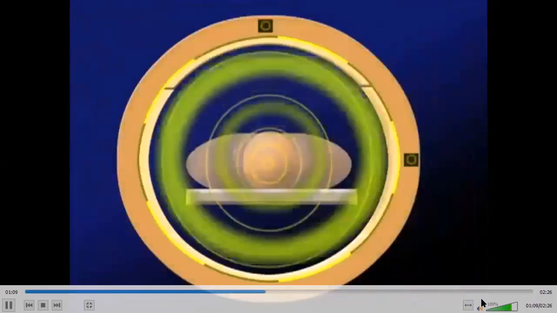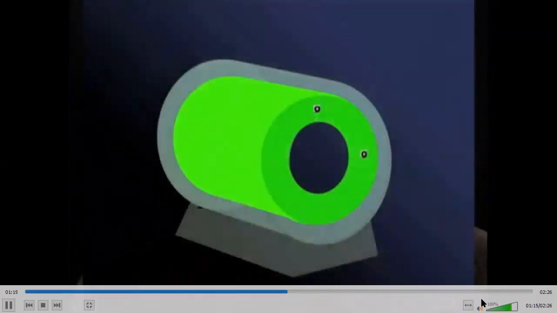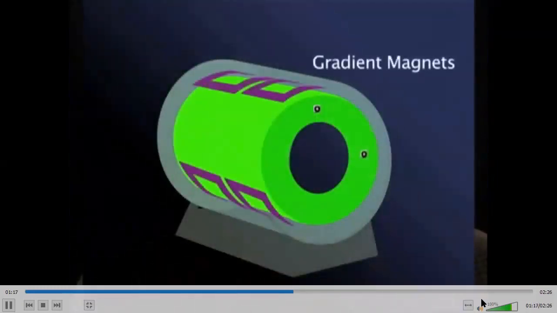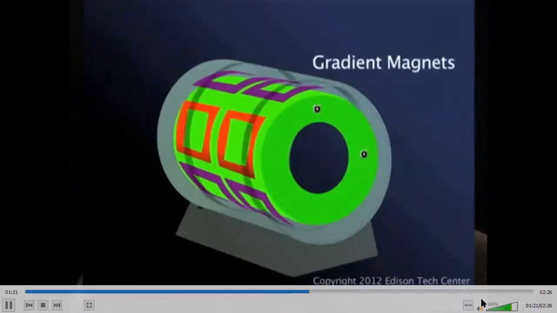If you have pickup coils around, it will induce a signal. If I want to see where the signal is coming from in your body, I put on another magnetic field on top of the very homogeneous one. It's called a magnetic field gradient. It makes the field stronger in one place and weaker in another. To get the image or the fine resolution that you need, you put on magnetic field gradients of different strengths, a series of pulses.